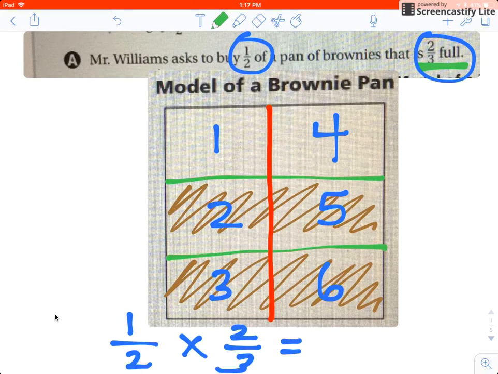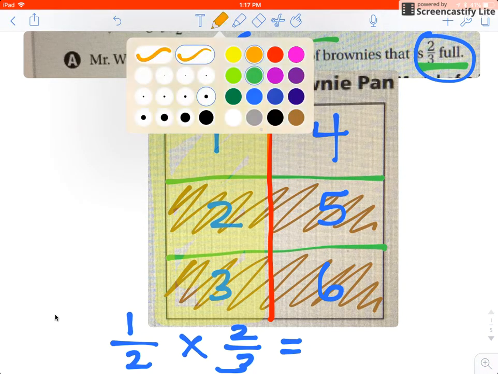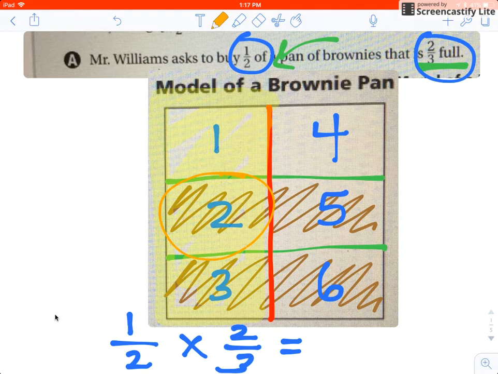So now we need to figure out how many sections is he actually getting, or how many pieces of brownie is he getting if he's getting a half of this 2/3 pan. So I'm going to highlight half of our pan because that's what Mr. Williams is buying. He's buying half the pan. So that highlighted section there is the half he's buying. And then the only parts of brownie that are in that section are pieces 2 and 3. Piece 1, there isn't brownie there. So he's really getting 2 of the sections in our brownie pan.